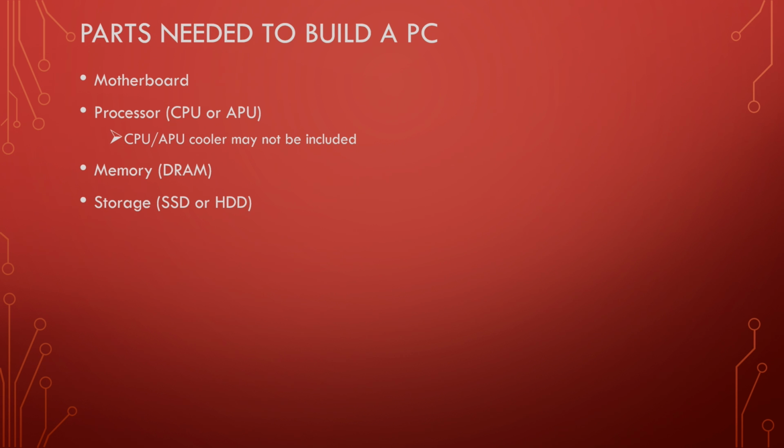There are two types, SSD or solid state drive. This is the newer, faster version of storage. Or HDD, hard disk drive. This is the older, slower, rotating magnetic disk, but it's also cheaper.